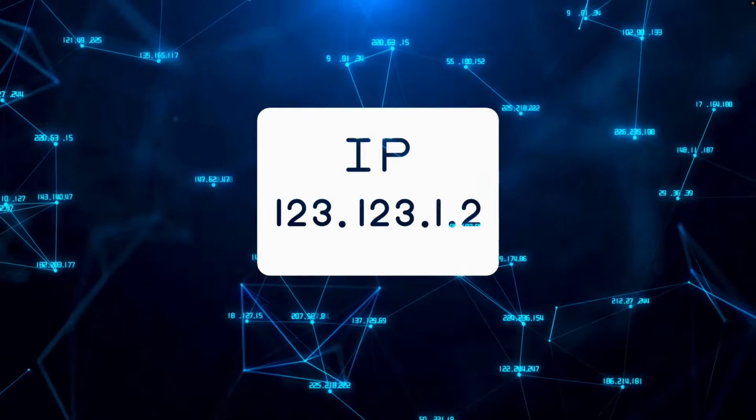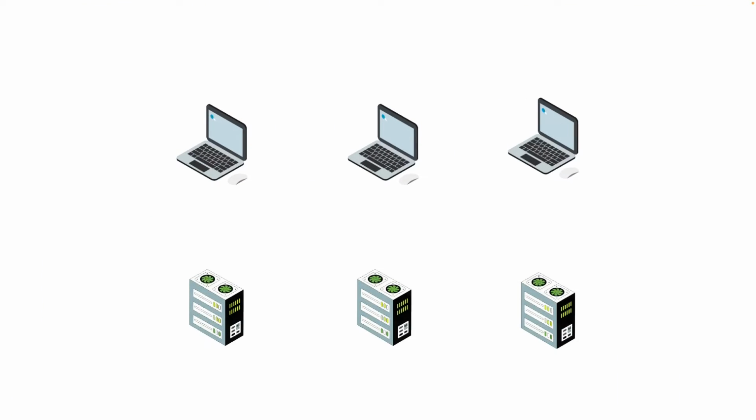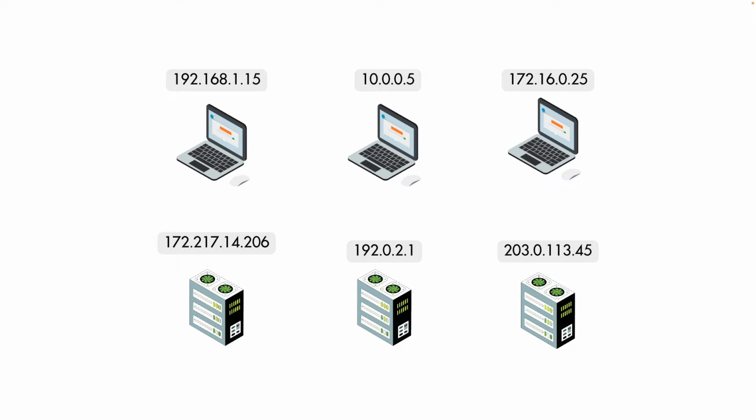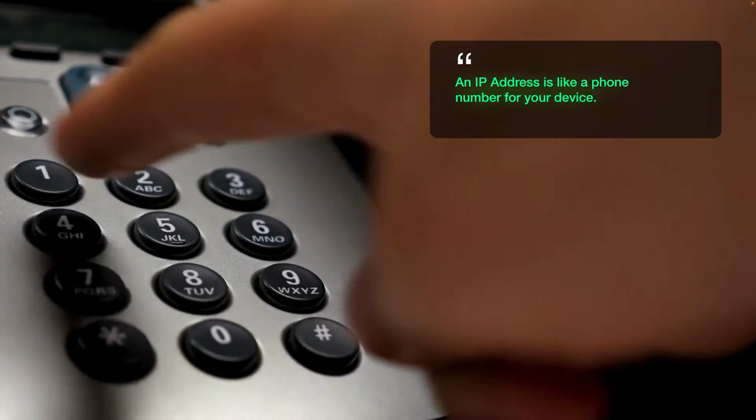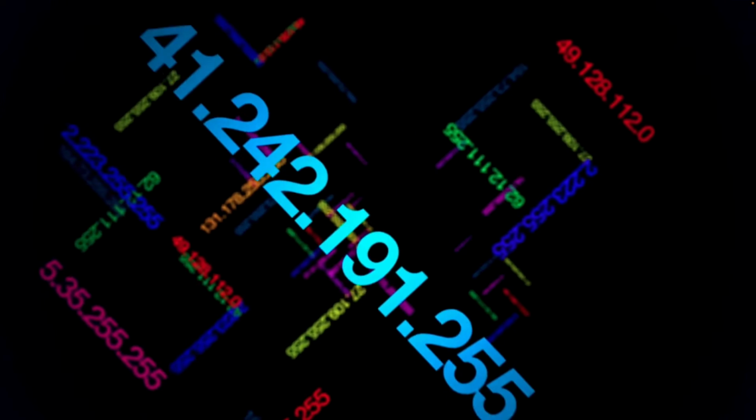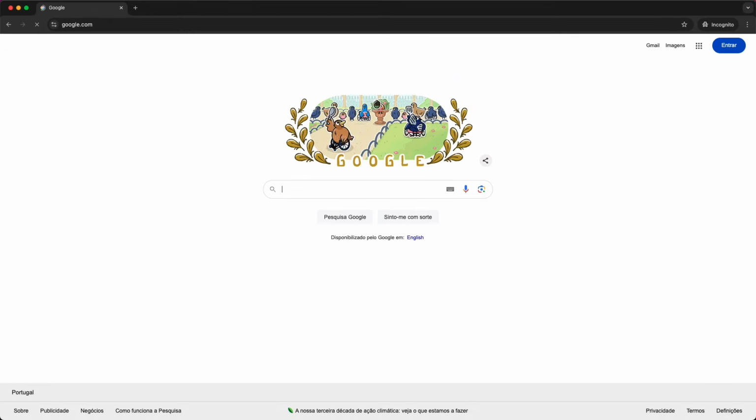Every device connected to the internet, whether it's a personal device or a server, has a unique identifier known as an IP address. An IP address is like a phone number for your device. It's how computers find and communicate with each other over the internet. An IP address is made up of a series of numbers separated by periods. This one, for example, is the IP address for Google's website. We can confirm it by typing it in the browser.